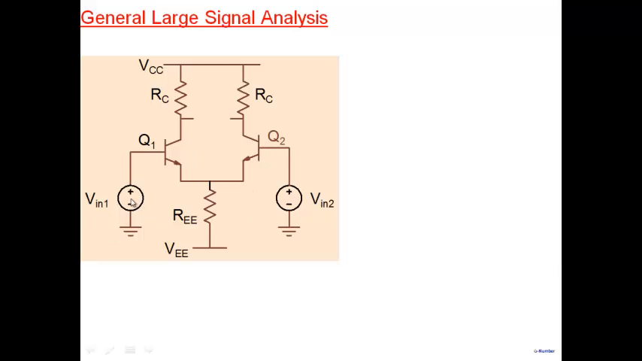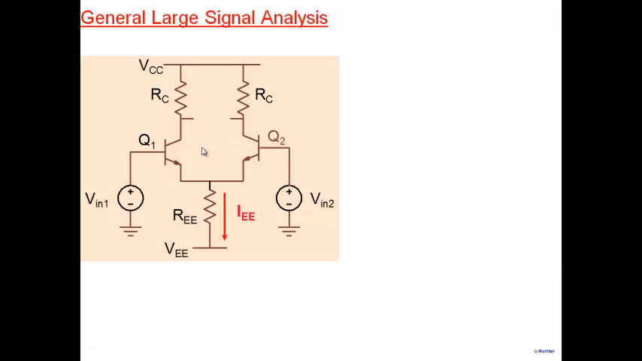In that case, how do we do the analysis? Now, for simplicity, I'm going to assume that the signals that I've applied to my differential pair are either DC or very low frequency signals here. So capacitances and all that do not matter. So now there are no limitations on the signal. V in 1 and V in 2 could be any value, large, small, anything. And therefore, how do we carry out the analysis under that condition?